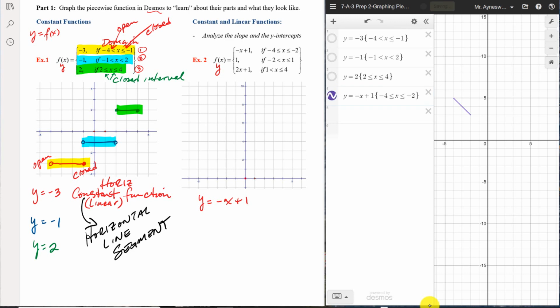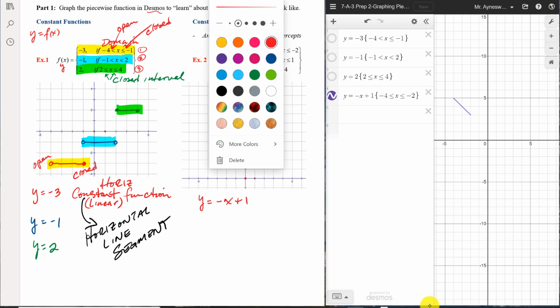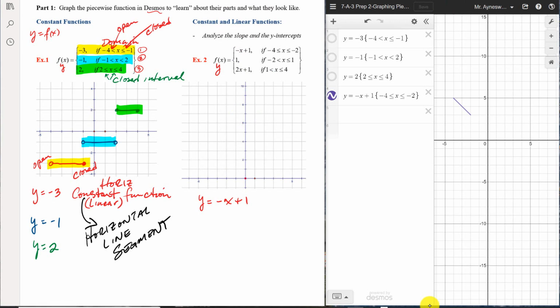So let's go ahead and plot that. I'm going to do the first one in red, just keep it color matching here. So we've got the first one, (-4, 5).